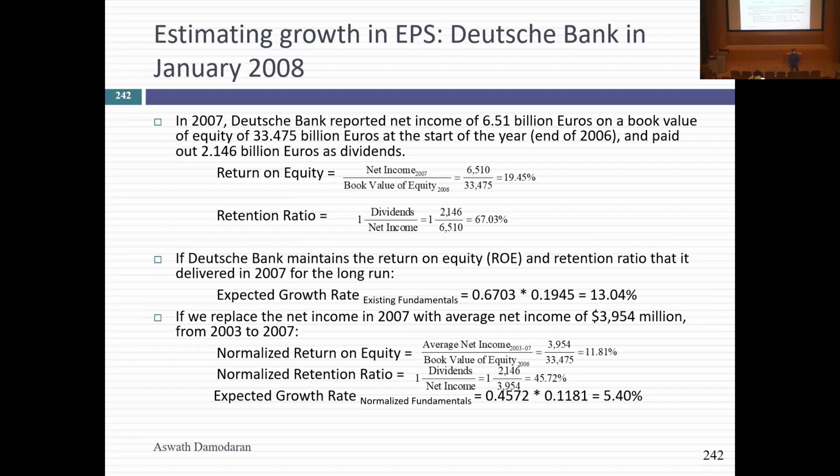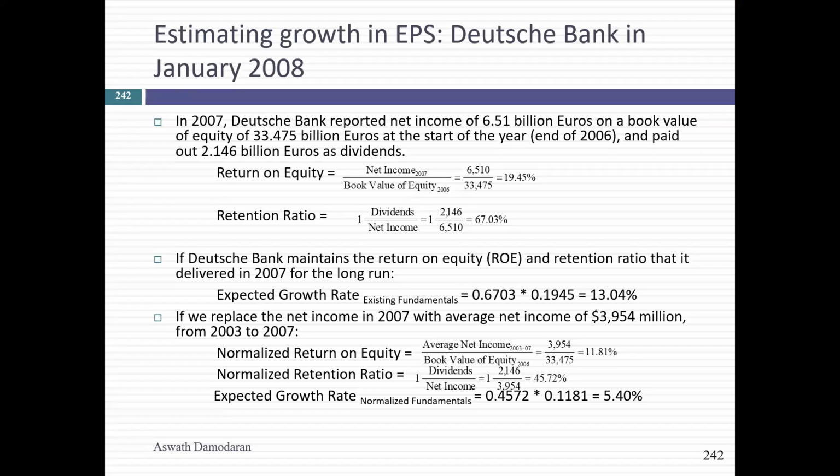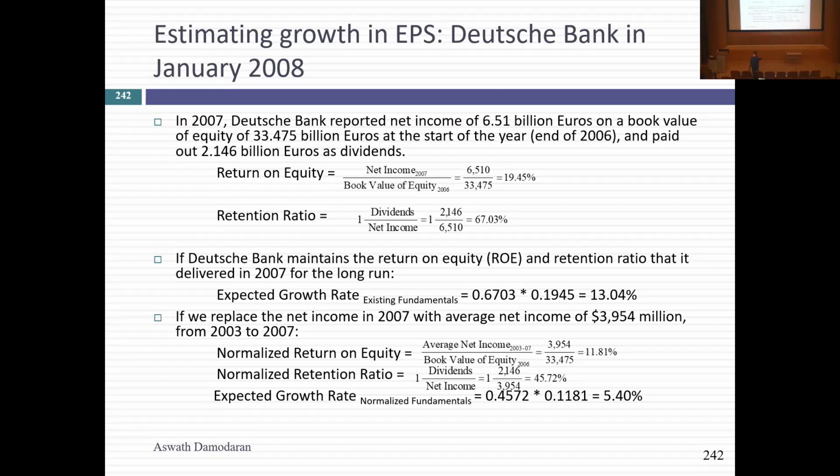So let's try this on our company. Let's start with Deutsche. In 2007, Deutsche had a return on equity of 19.45%. I didn't know it then, but this is kind of a high watermark for Deutsche. Just before the crisis, they looked really good in terms of return on equity. In terms of retention ratio, they were retaining about 67% of their net income. They were paying out 33%. In 2008, if I'd assumed they could maintain those two numbers, ROE of 19.45% and retention ratio of 67%, my expected growth in income would have been about 13%.